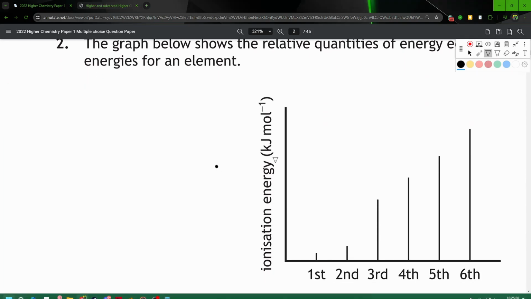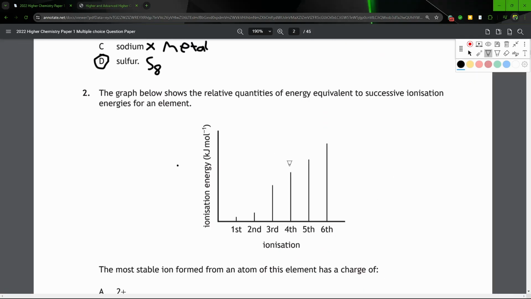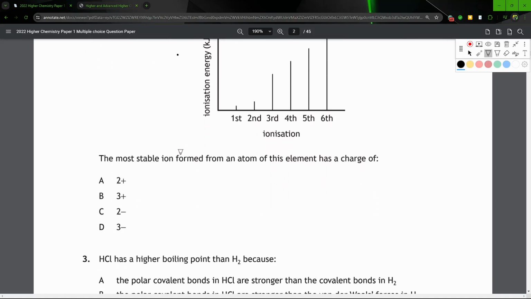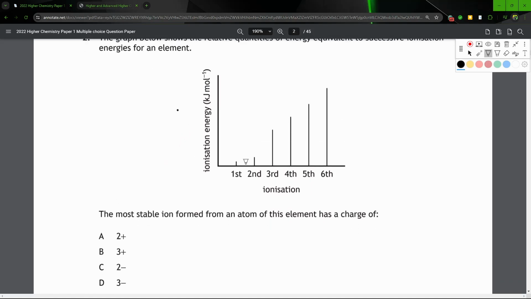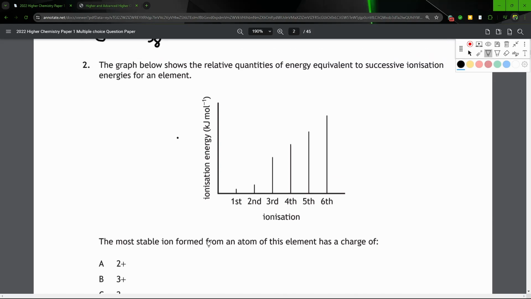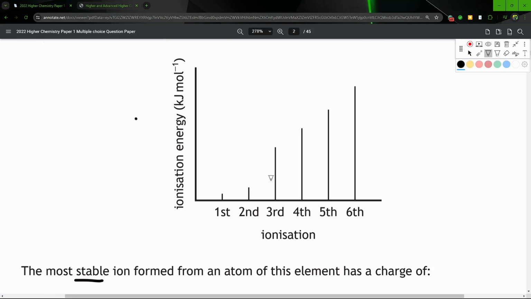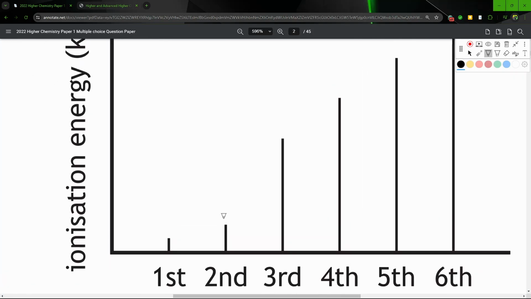The graph below shows the relative quantities of energy equivalent to successive ionization energies for an element. The most stable ion formed from an atom of this element has a charge of what? Okay, so stable, that means we want the lower energies, right? We don't want anything weird. How we can tell from this graph what the stable ion would be is the energy difference here, right? So this is a massive jump.